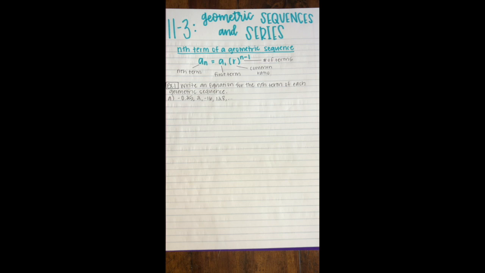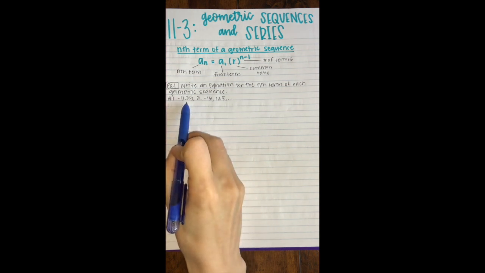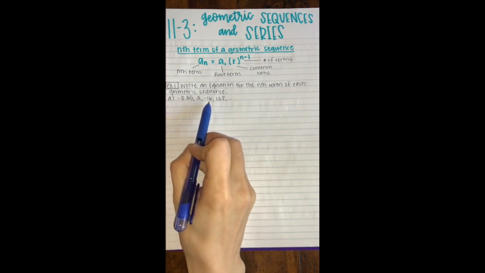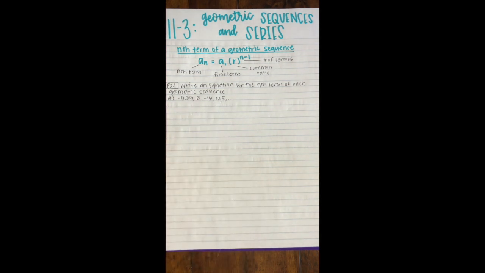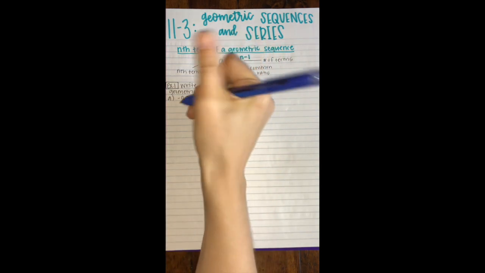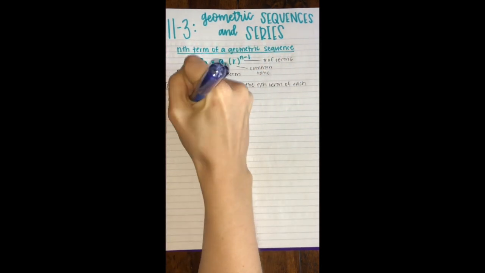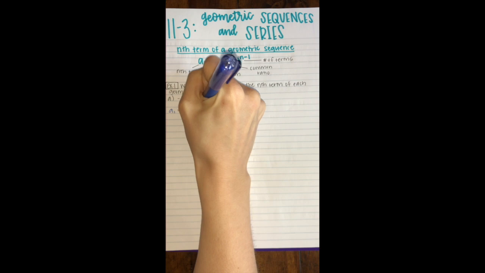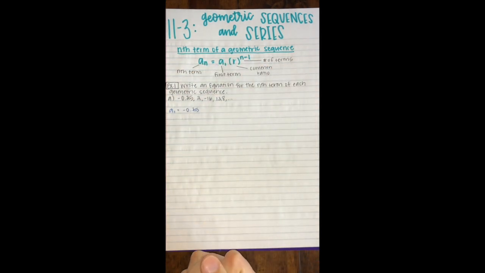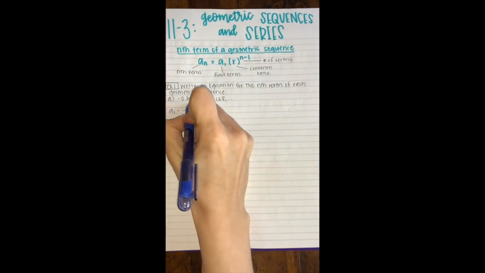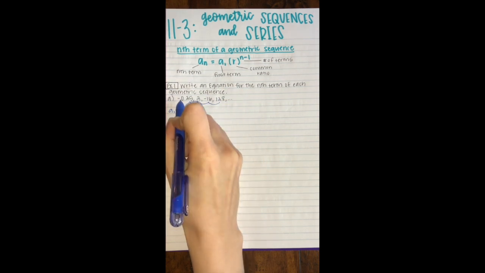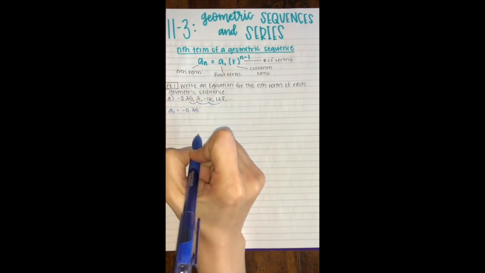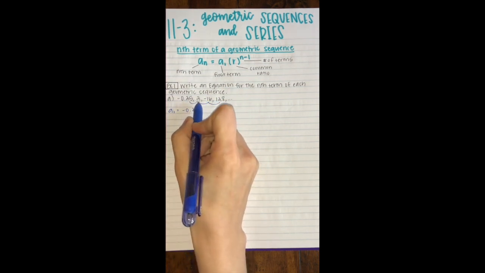Okay, so for our first example, we're going to be writing an equation for the nth term of each geometric sequence. And we have this first sequence, which is negative 0.25, 2, negative 16, and 128. So first off, we know that A1, the first term, is negative 0.25. And we know that the common ratio is how much we're multiplying by each time. Because of the sign change, we know it's a negative. And then I'm just going to pick the two that are easiest for me to tell.